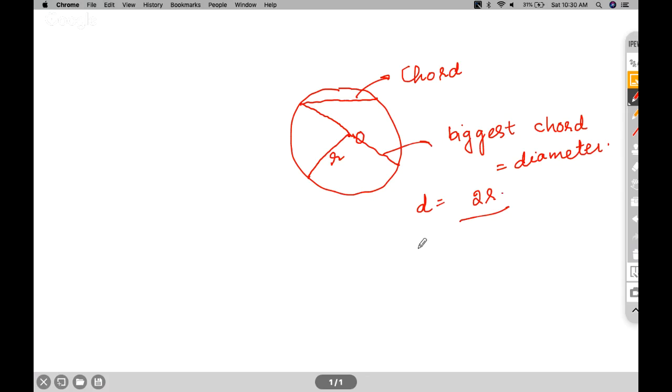So what is a secant? A secant is an extension of a chord. Any line which intersects 2 points on a circle is known as a secant of the circle. So it's an extension of the chord. It's just that I have extended this chord. Suppose the chord is AB and I extend it to CD, and this secant CD intersects the circumference at 2 different points A and B. So CD becomes a secant.